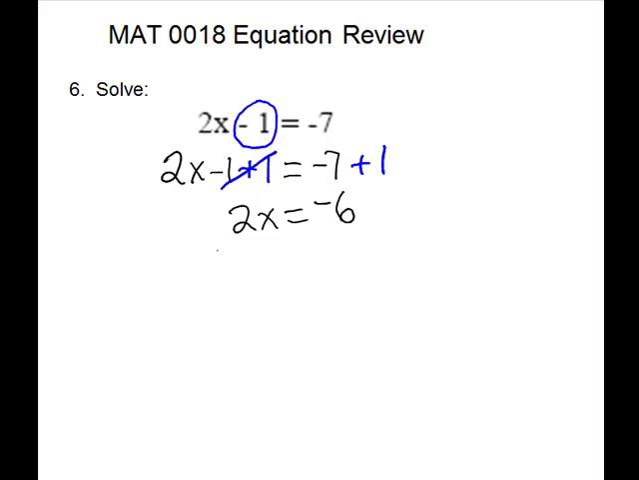Now you're ready for your division step. You're going to divide out that coefficient. We'll go down one more line. It's okay to work right on that line if you want. So we'll divide by 2, +2 this time because we had +2.